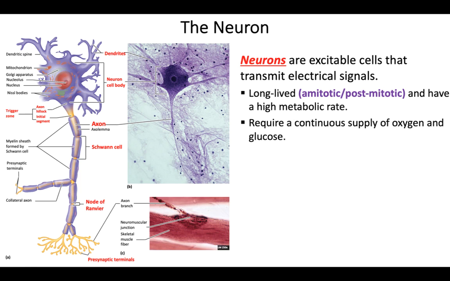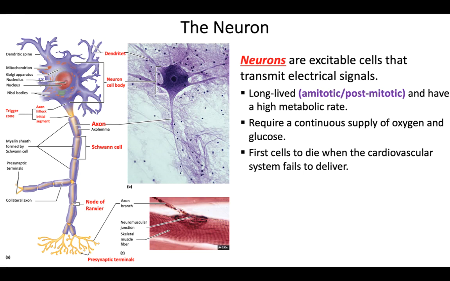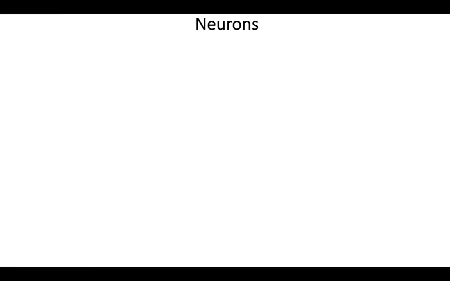They require a lot of energy, so neurons are going to need ATP production to perform their actions, and therefore they're going to need a lot of oxygen and glucose. Because of this, they tend to be the first ones affected by cardiovascular problems. So if the cardiovascular system is not delivering enough oxygen and glucose, you typically get a result in the brain first. And these neurons are very sensitive to that lack of oxygen and glucose.